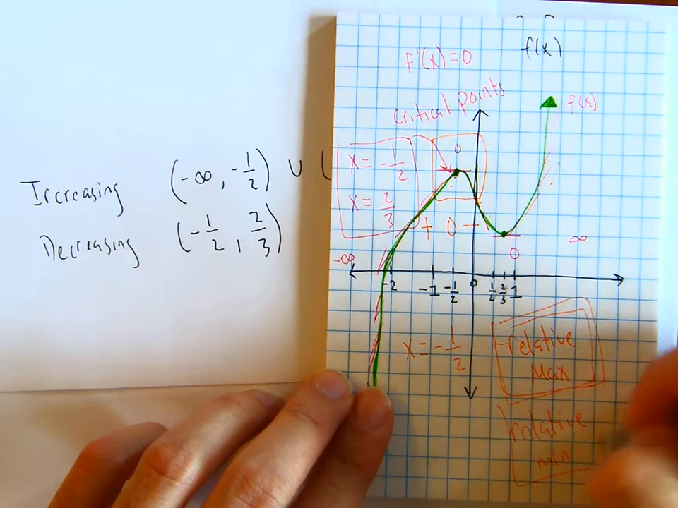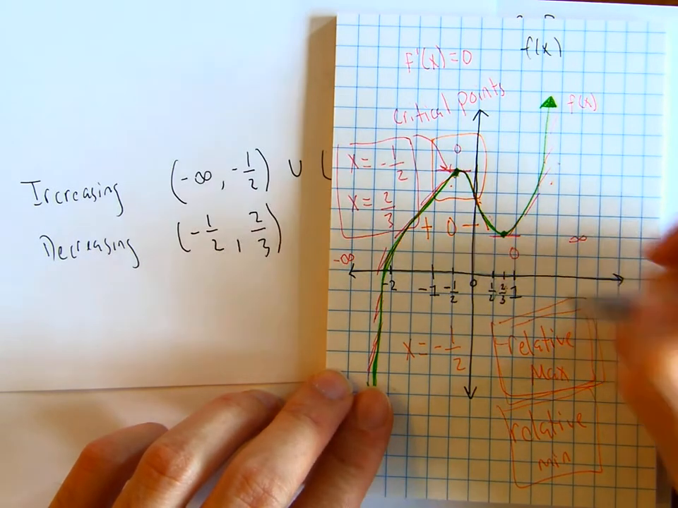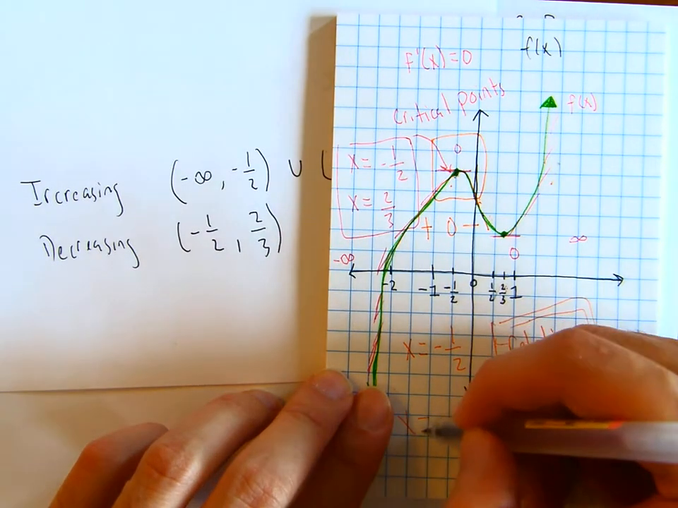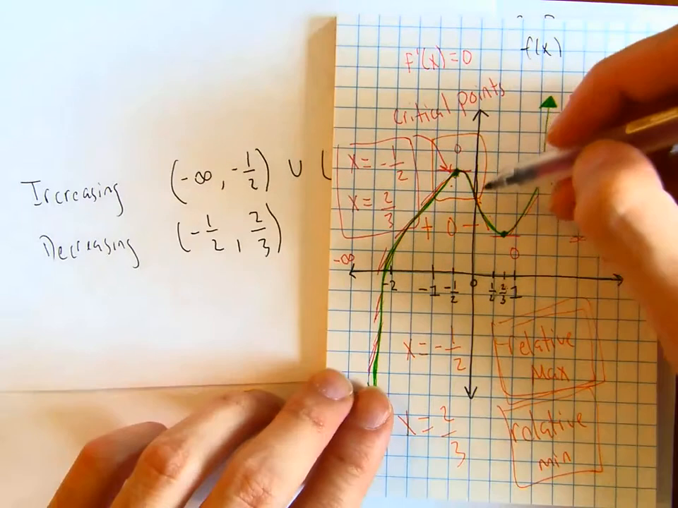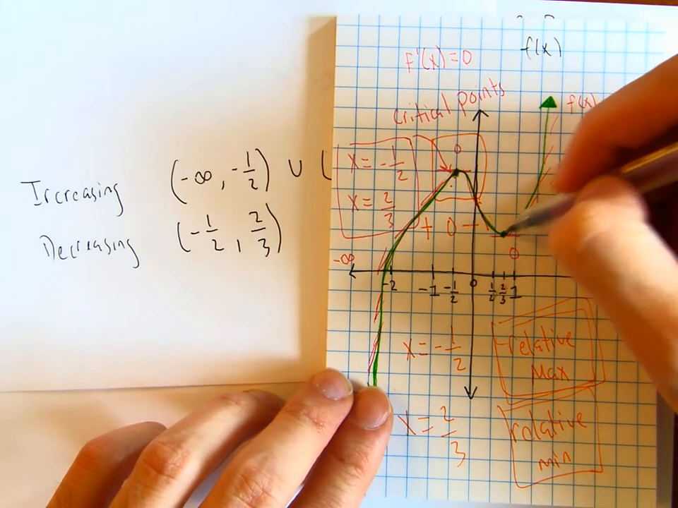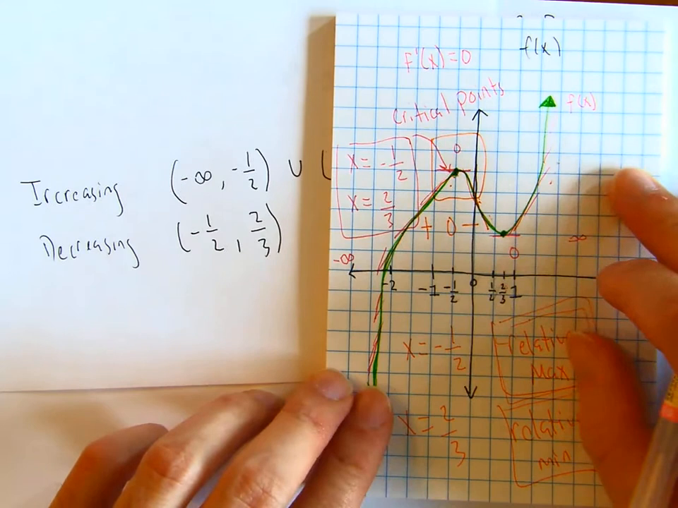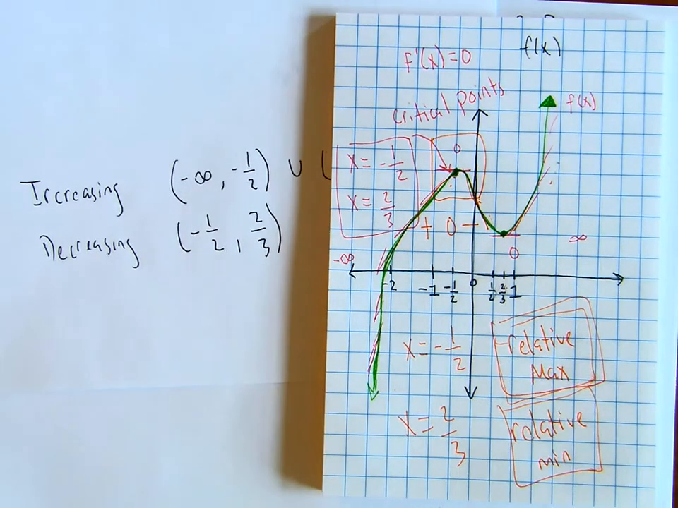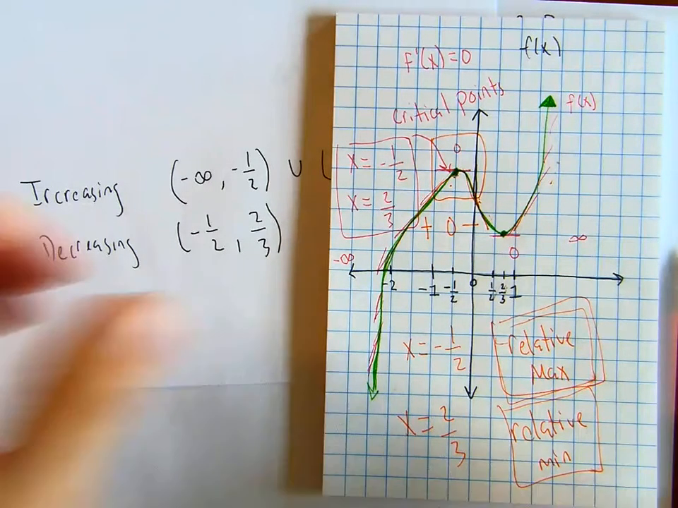What about the relative min? Here, the relative min is at x equals 2/3, because the tangent lines are going from decreasing to 0 to increasing. Okay? So let's try and maybe answer this question over here.